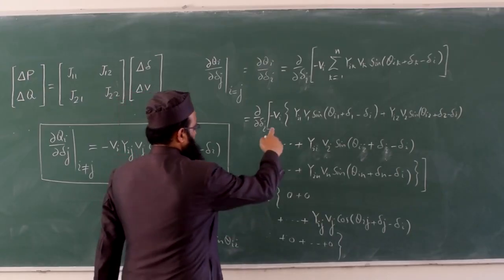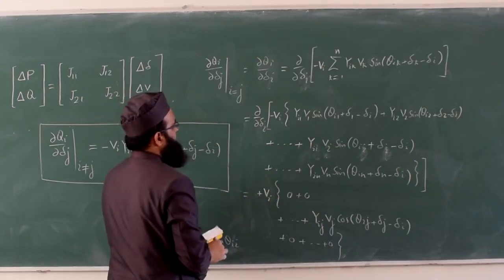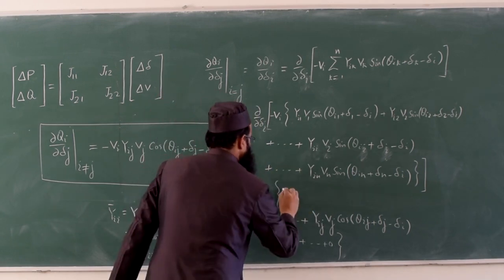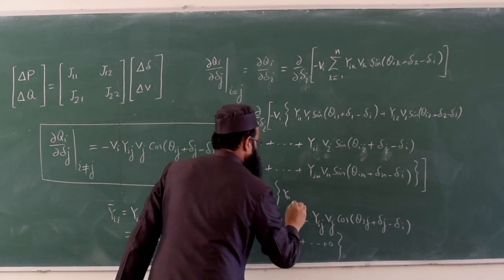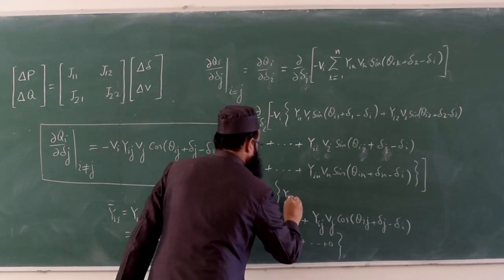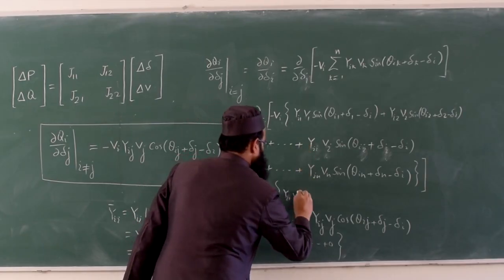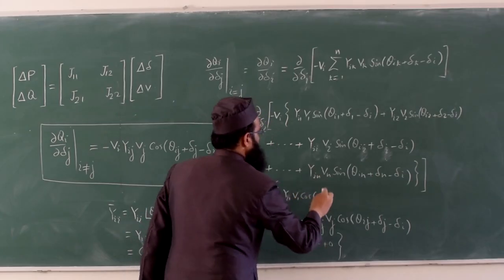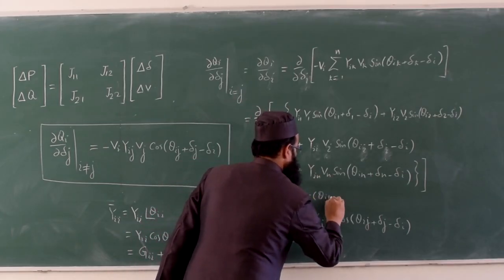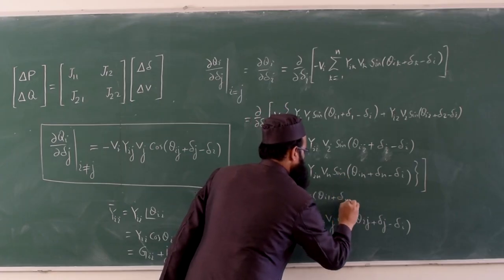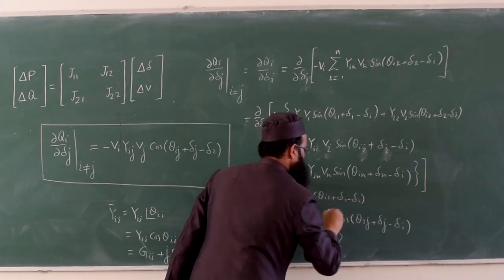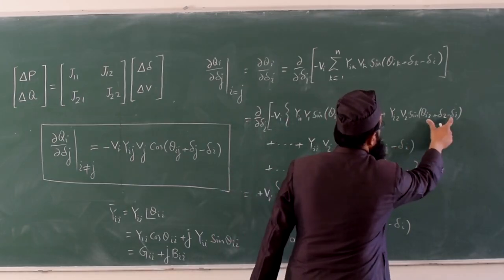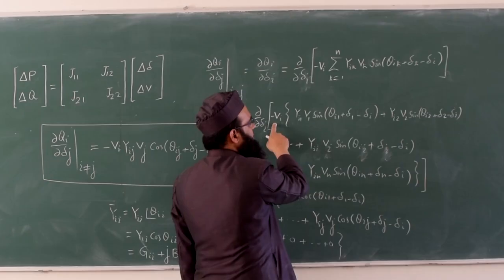So, we will get plus Vi Yi1 V1 cosine of theta I1 plus delta 1 minus delta I. Similarly, for the second term we will get cosine of this, and the minus sign we have already taken care of.